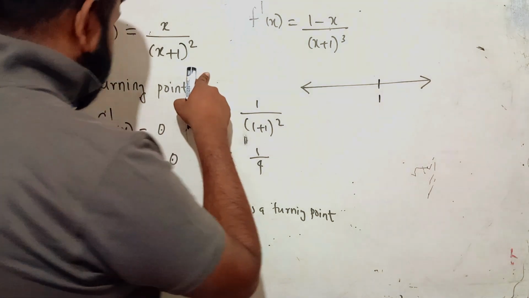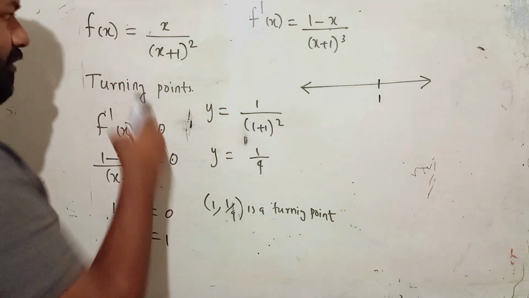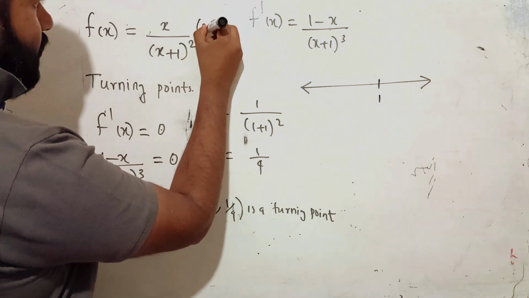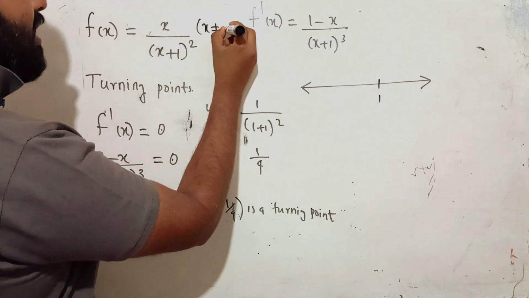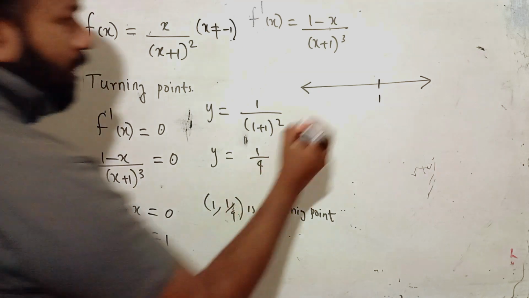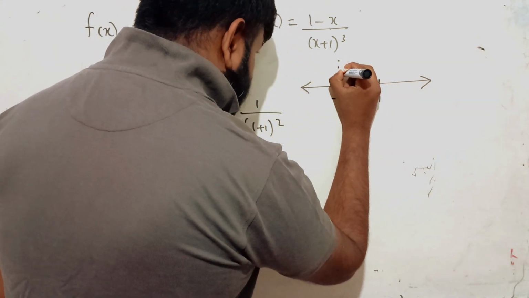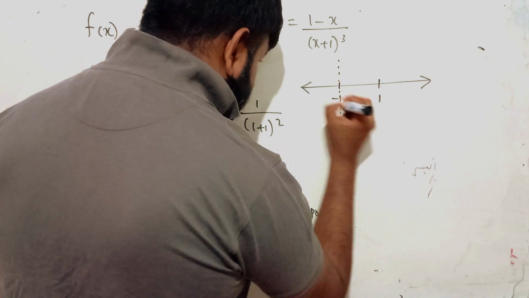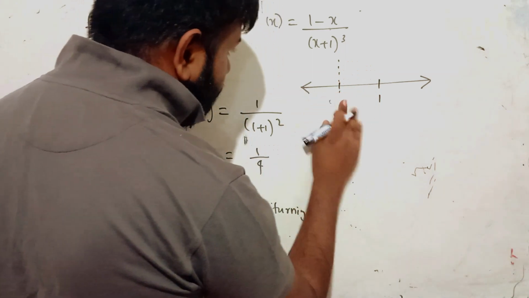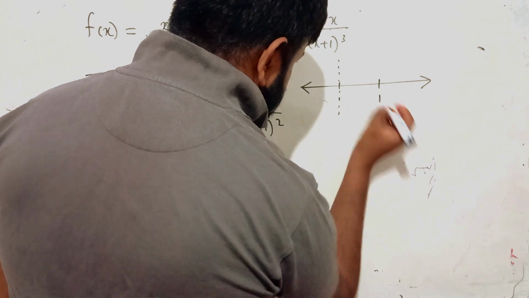We know that the vertical asymptote is -1, because here x cannot be equal to 0, sorry, x cannot be equal to -1. So you have to denote that -1 as well. So always remember there is a vertical asymptote here. There is a vertical asymptote here. Do not forget that.